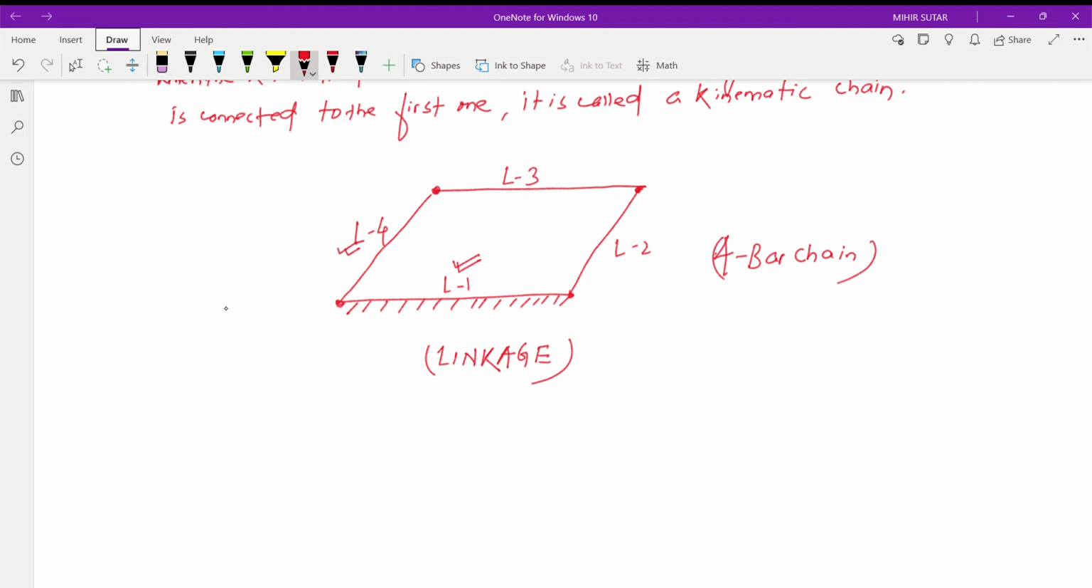That's it, and in the forthcoming classes we'll be discussing a few examples of the different types of degrees of freedom available in different conditions. And we'll proceed further to inversions of mechanism. By fixing different links we can get different mechanisms out of it, so it is known as inversion.